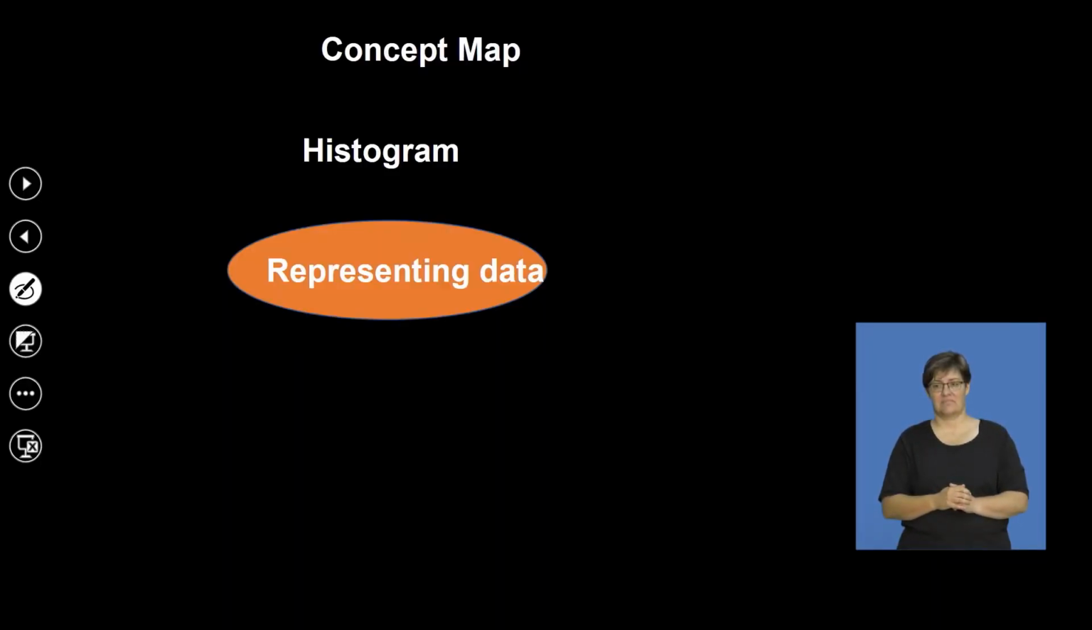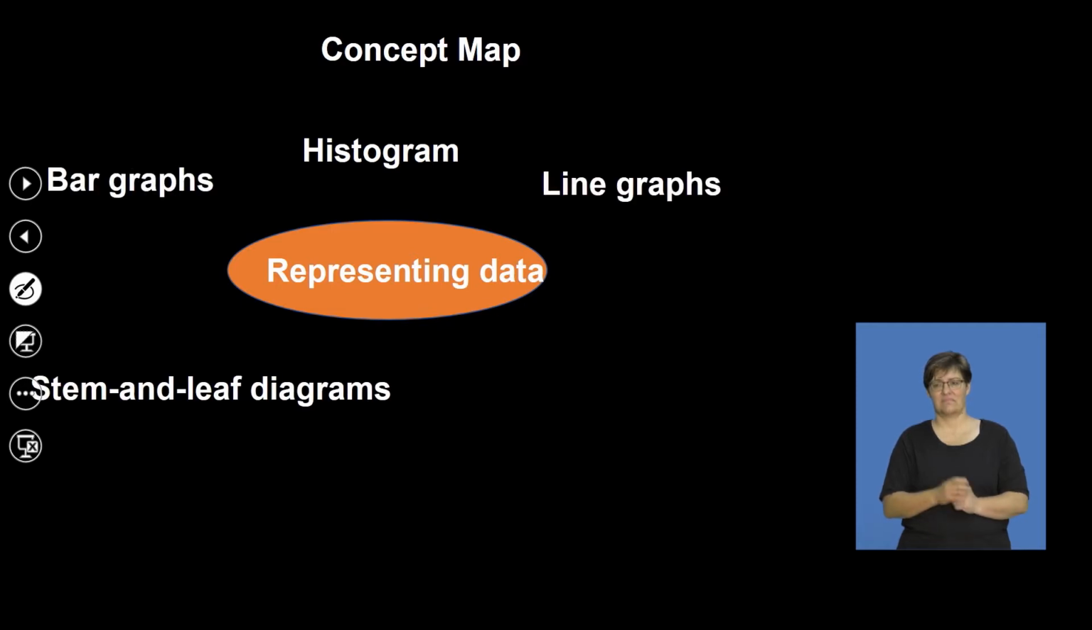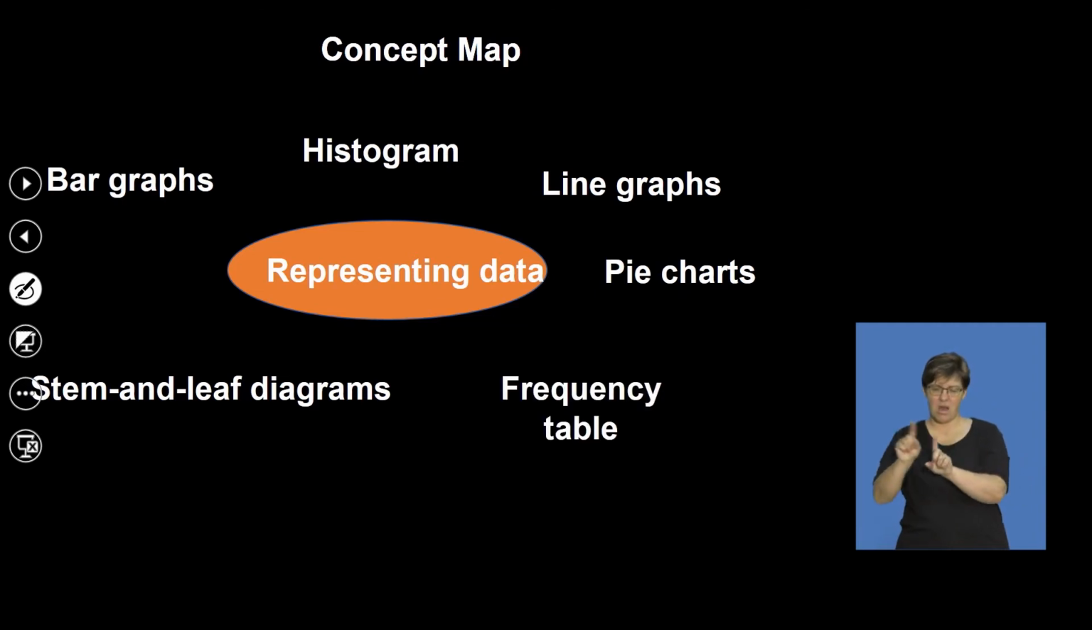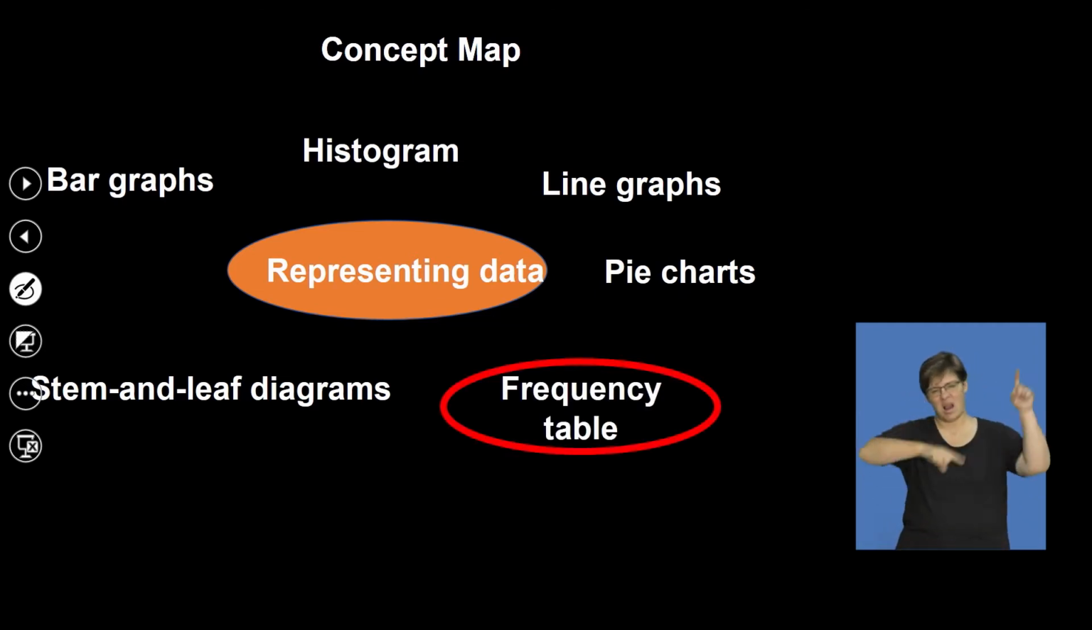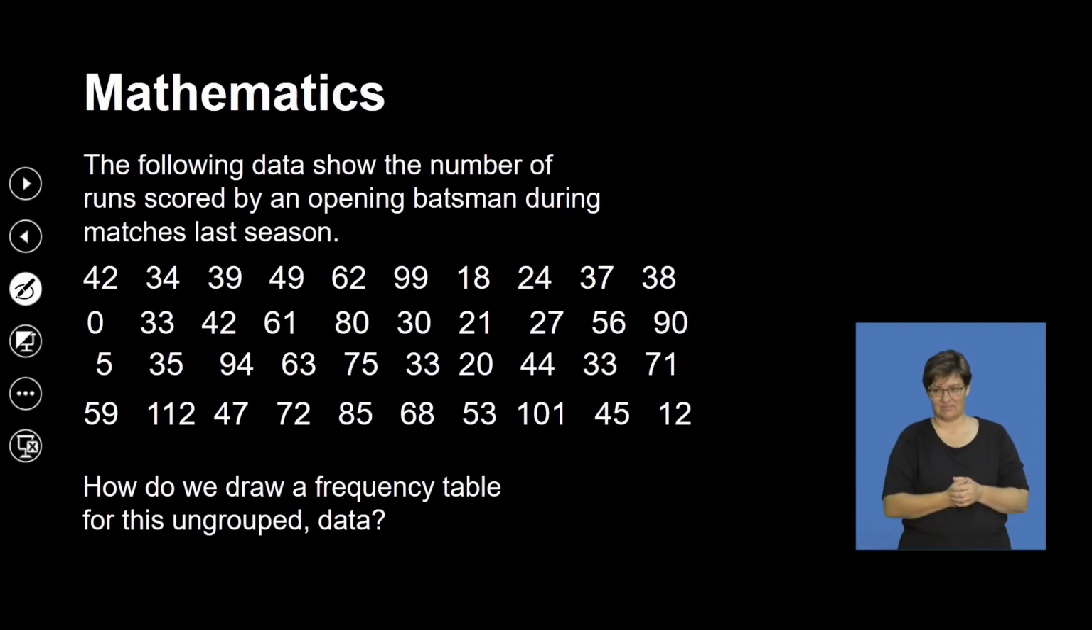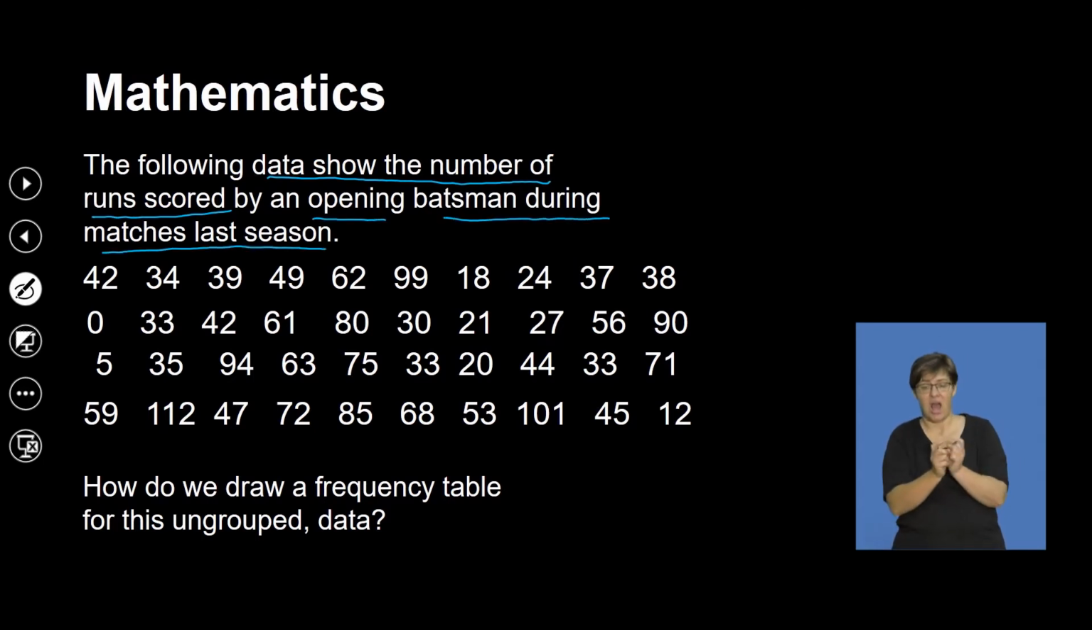Now, we're going to look at bar graph, histogram, pie chart. Now we're going to focus on the frequency table. So what do we have here? The following data shows the number of runs scored by an opening batsman during matches at last season.